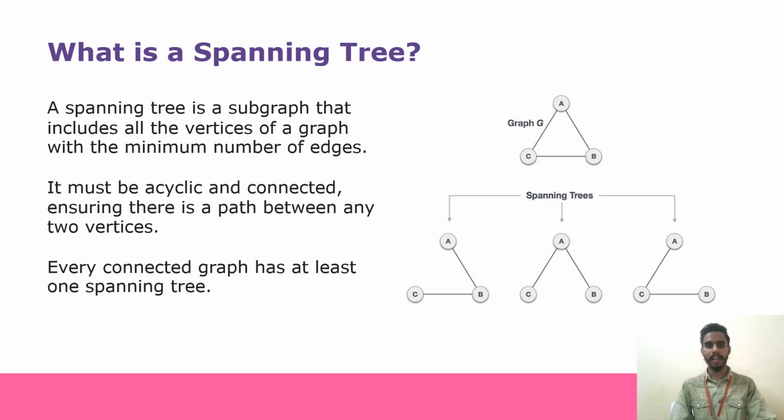What is a spanning tree? A spanning tree is a subgraph that includes all the vertices of a graph with the minimum number of edges. It must be acyclic and connected, ensuring there is a path between any two vertices. Every connected graph has at least one spanning tree.